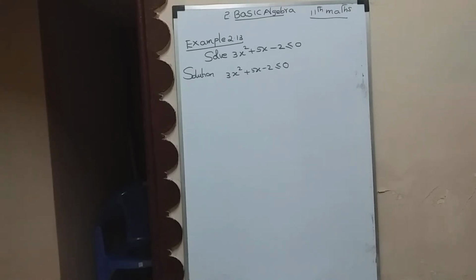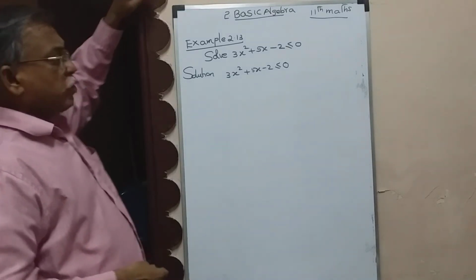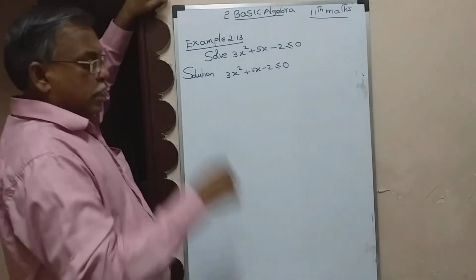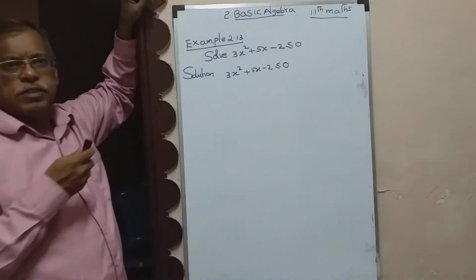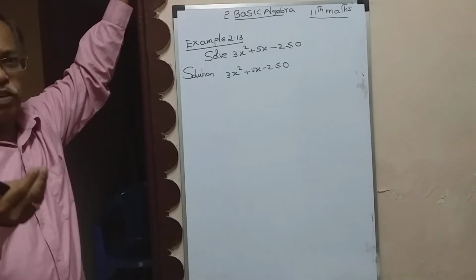Okay, students, in this video, I am going to explain example 2.13, second chapter basic algebra, 11th Tamilnadu maths. So, very easy problem, students. Listen carefully. Solve 3x square plus 5x minus 2 less than or equal to 0. If it is equal to 0, you know how to solve that. Just finding the factors for x.